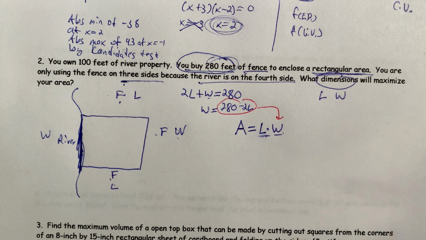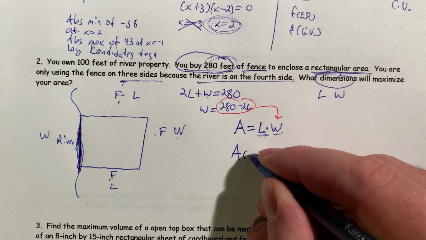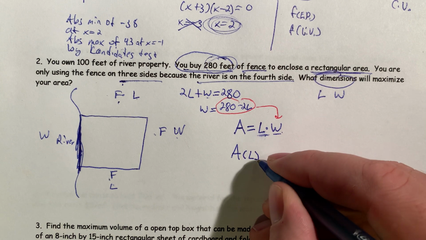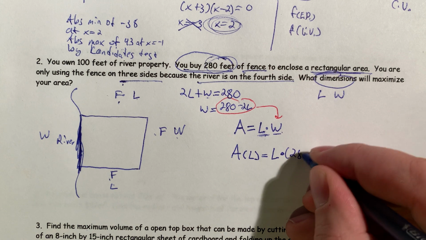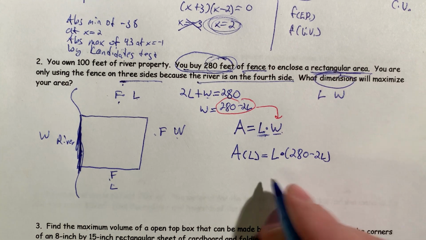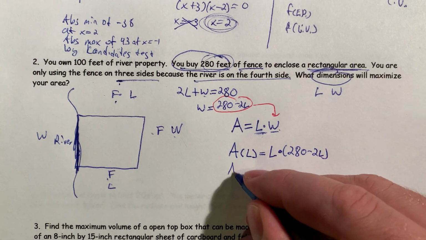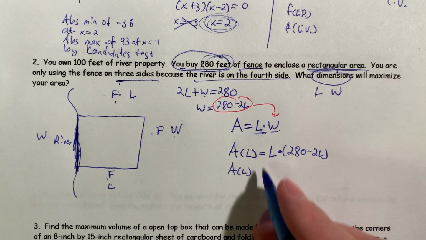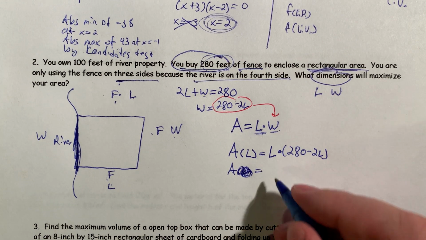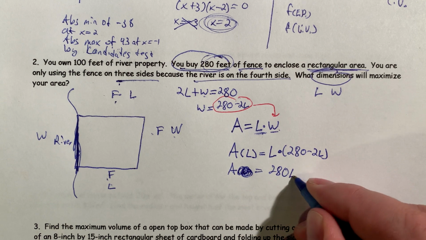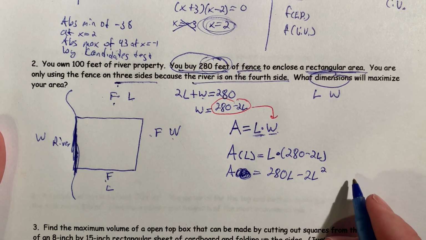And now we'll have a function, area, that's only in one variable. Area as a function of length will be the length times 280 minus 2L. This needed to be in parentheses because it is a binomial. And let's go ahead and simplify this. I don't want to have to do product rule stuff. So A of L, I could just leave it as A, but I'm just saying it's a function of L. Let's just call it A. A equals 280L minus 2L squared. Now, we're going to try to maximize this.